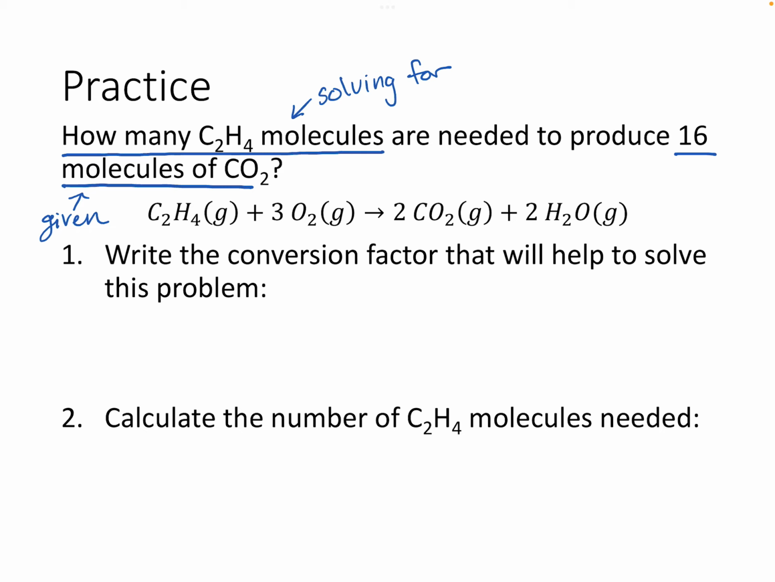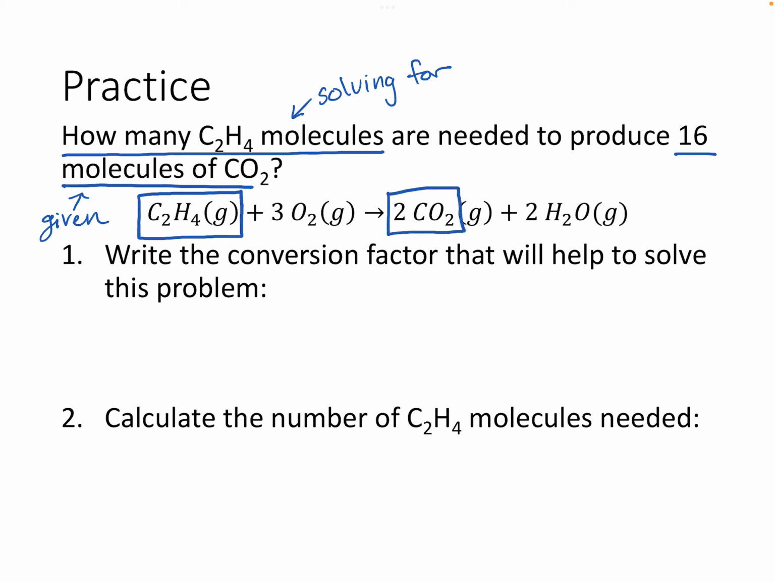So if we think about this like the chocolate chip cookie recipe, what if we wanted to make 36 cookies? We would need to work backwards and figure out how much flour we need, how many eggs we need, how much brown sugar we need. So again, same exact thing here, but we're just using molecules instead of ingredients. So let's just focus on C2H4 and CO2.